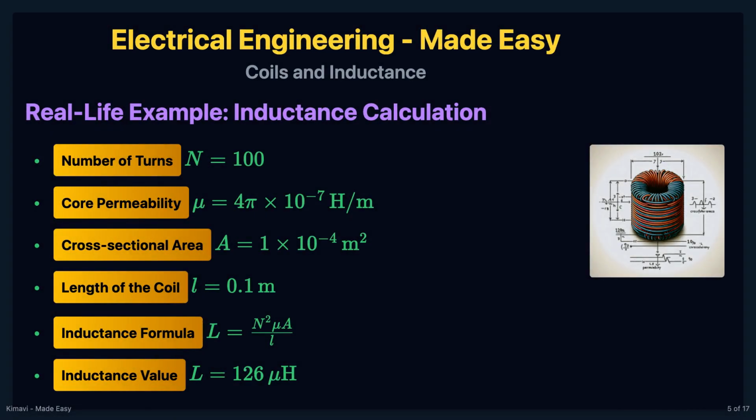Consider a coil with 100 turns, a core permeability of 4 pi times 10 to the power of -7 henries per meter, a cross-sectional area of 1 times 10 to the power of -4 square meters, and a length of 0.1 meters. The inductance of this coil can be calculated as L equals 100 squared times 4 pi times 10 to the power of -7 times 1 times 10 to the power of -4 divided by 0.1, which equals 1.26 times 10 to the power of -4 henries, or 126 microhenries.